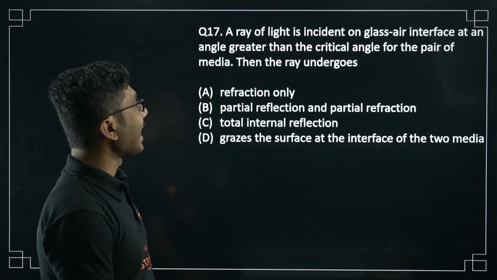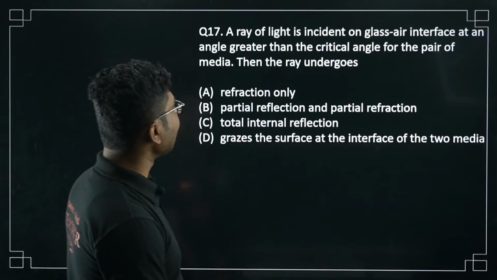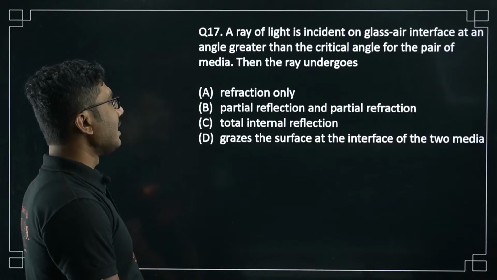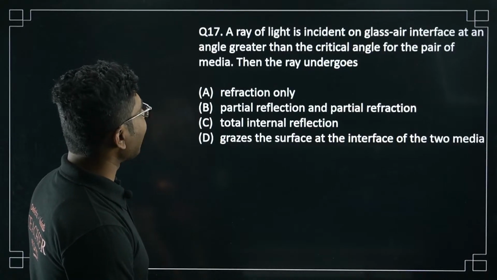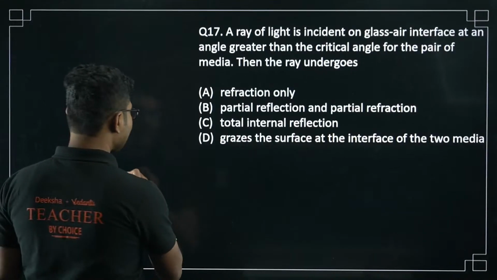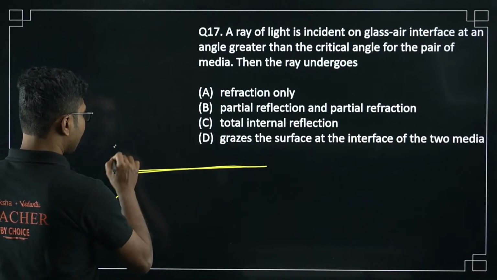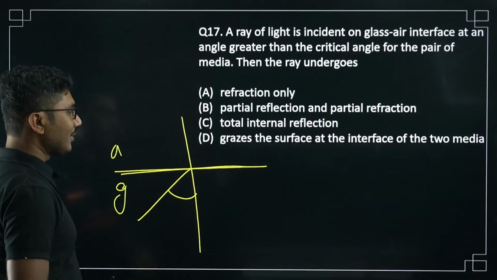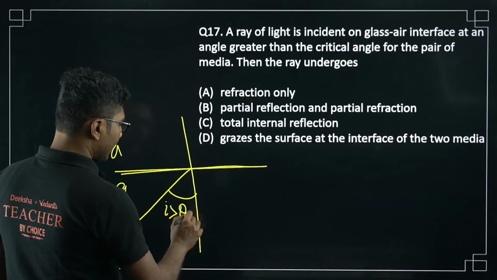A ray of light is incident on a glass air interface at an angle greater than the critical angle for the pair of media. Then the ray undergoes what? So the light ray is incident on a glass air interface, going from glass to air, and the angle of incidence is more than the critical angle theta c. So what will happen to this?